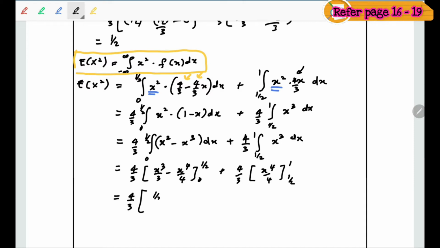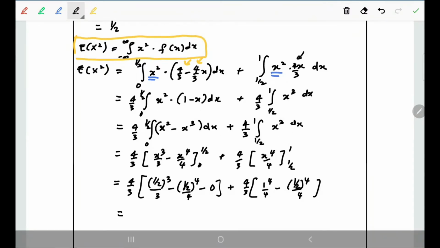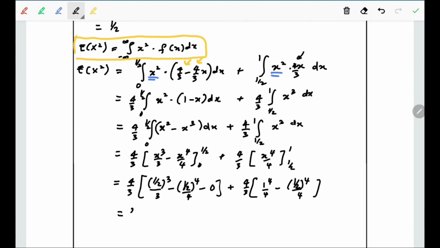So proceed with the substitutions. We're going to substitute each of the limits. So we have 1 over 2 to the power 4 minus 0, plus 4 over 3 times 1 to the power 4 over 4 minus 1 over 2 to the power of 4 over 4. Alright, so calculate all those things, and at the end you will get 25 over 72.